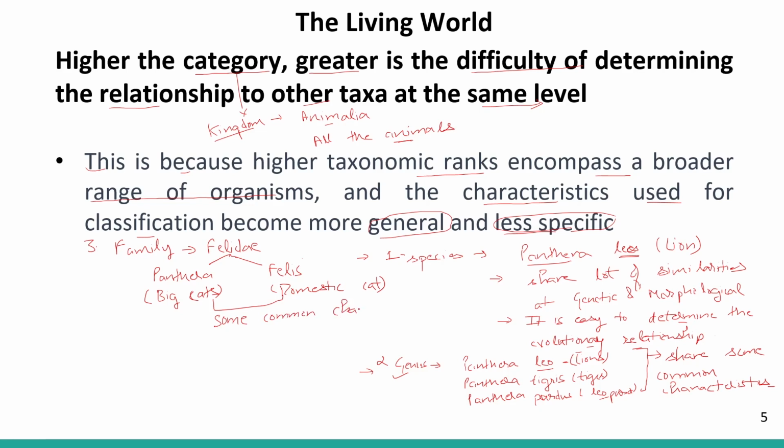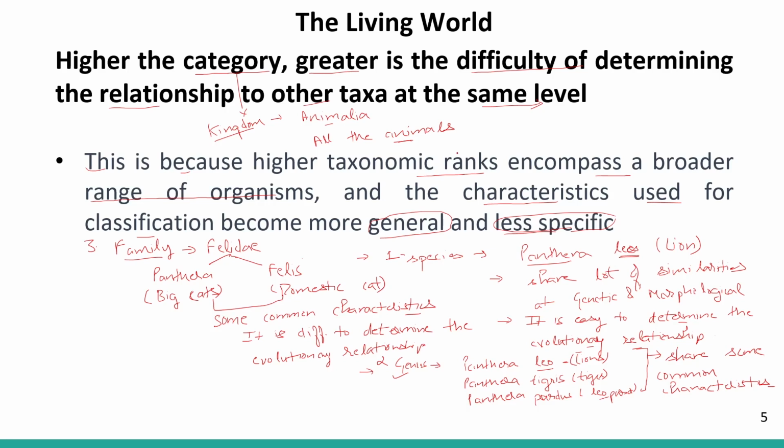So here you can see, as we go higher up the taxon, the number of similar or common characters decreases. So here again it is difficult to determine the evolutionary relationship, because the number of common characteristics is now decreasing. Alright, so this is clear.